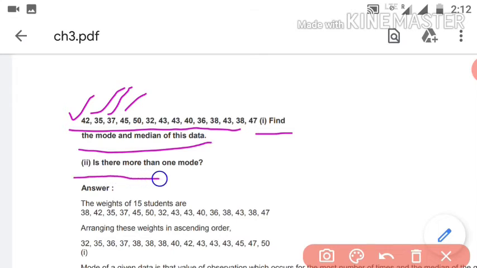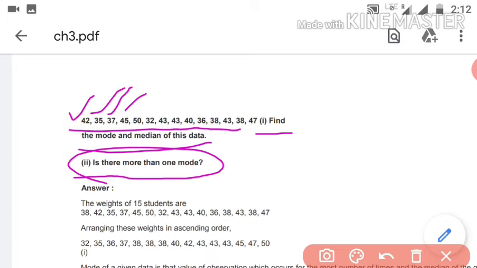And is there more than one mode? Means you have to find, are there any numbers which occur the same number of times? If one number is occurring 4 times and one more number is also there which occurs 4 times, is there any such number? You have to see.